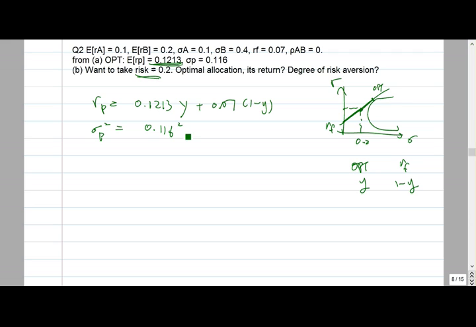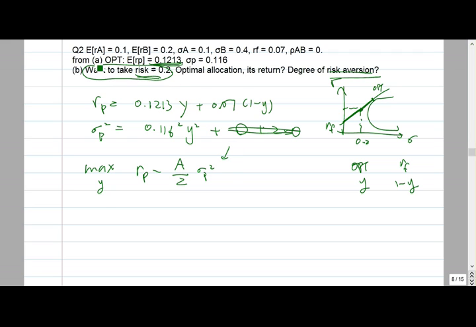this risky asset plus the risk of the risk-free asset, which is 0, and 2 times the covariance is 0 as well, so we don't need all of that. And for this person, we want to maximize by choosing Y his utility function. His utility function involves something called the risk aversion, so this is just Rp minus A over 2 sigma p squared. So now you can substitute these two expressions here. But we want a particular risk level, so there's a constraint. Subject to the constraint that the risk is 0.2.